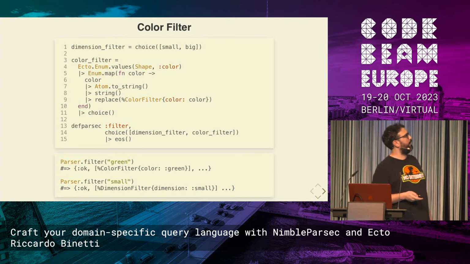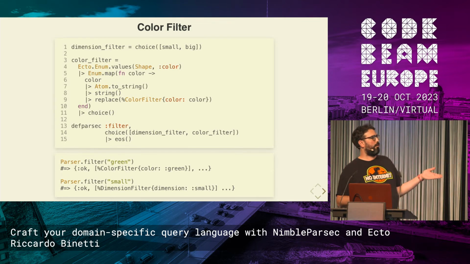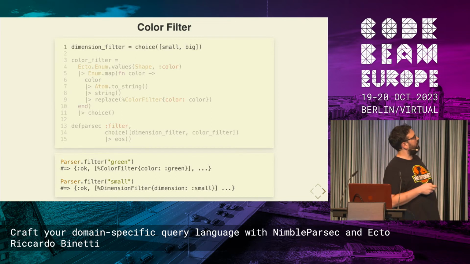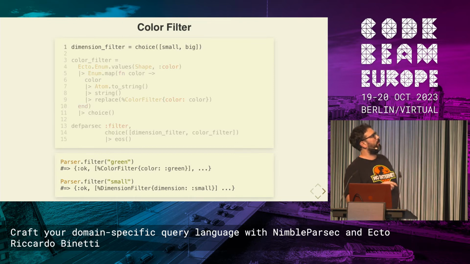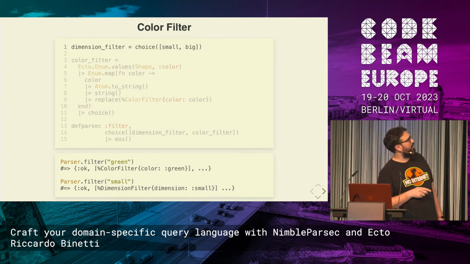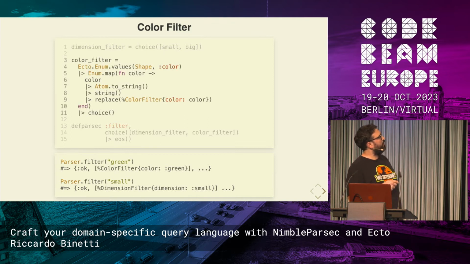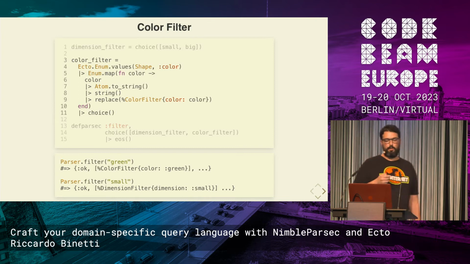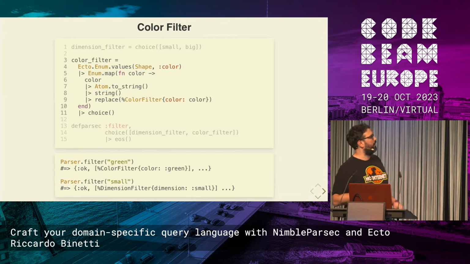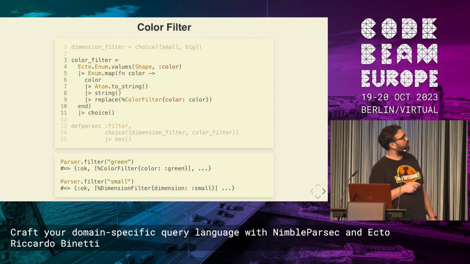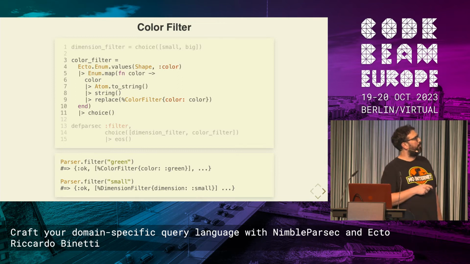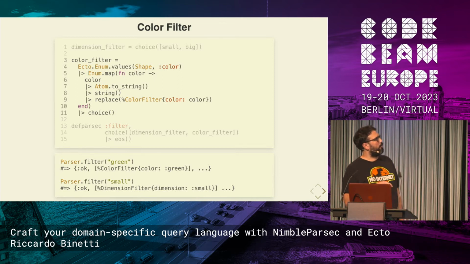And actually, the color filter is very similar. We are still matching for equality on atoms. So we use the dimension filter as a variable instead of using it directly in DevParsec. Then here you can see the powerful nature of NimbleParsec and the fact that everything is just an Elixir function. Here we are able to extract the different color values directly from Ecto enum and map the color atoms by passing them to atom to string.